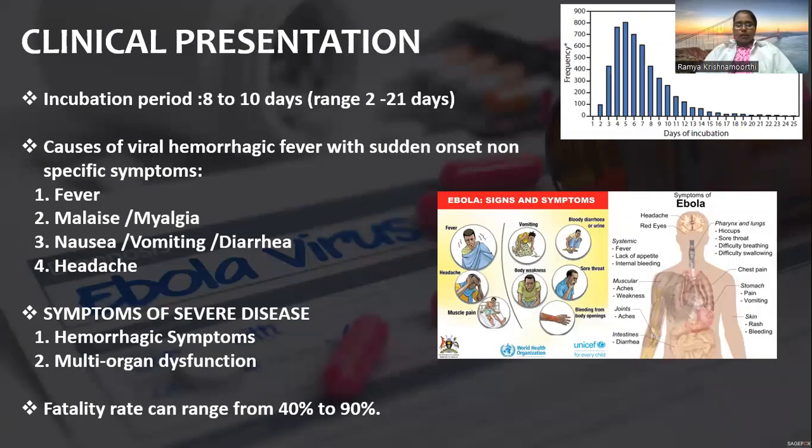Clinical presentation. Following infection, the incubation period for Ebola virus can range from 2 to 21 days, though the average is 8 to 10 days prior to onset of symptoms. Ebola virus and the other members of the Filoviridae family of viruses cause hemorrhagic fever in humans. Patients typically present with sudden onset non-specific symptoms including fever, malaise or myalgia, nausea, vomiting, diarrhea, and headache. The majority of individuals will subsequently develop hemorrhagic symptoms and multi-organ dysfunction.